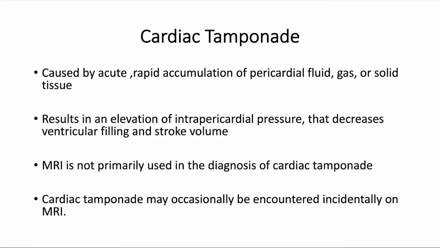Coming to cardiac tamponade. Whenever there is rapid accumulation of fluid, gas, or a solid mass in the pericardial cavity, the patient tends to develop cardiac tamponade. So the important point is rapid accumulation. This usually results in elevation of the intrapericardial pressure that decreases ventricular filling and eventually decreases stroke volume, which leads to symptoms for the patient. MRI is usually not the primary modality to diagnose cardiac tamponade. It is usually diagnosed on echo.